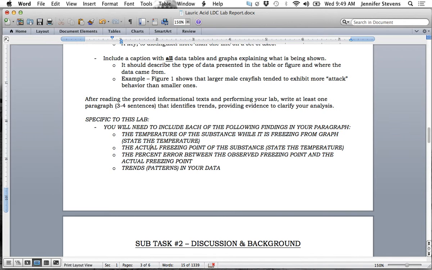Okay, the actual freezing point, so you need to state that, and you were given that above. The percent error, so you actually need to state what that percent error is. So basically we're taking all of this stuff and we're putting it into words. And then the trends or patterns that you see in your data. Okay, so this is an important part of your lab report.